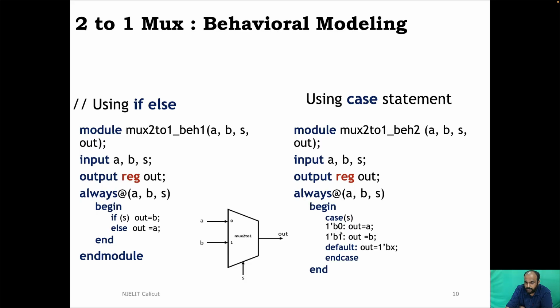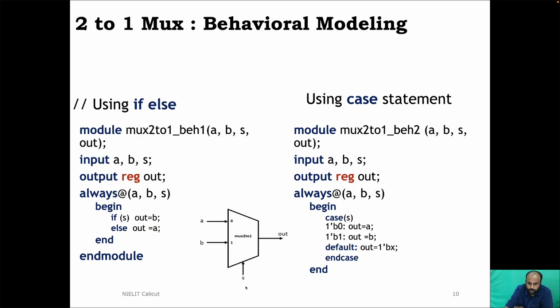If it is 0, the output value should be A according to my specification, so I am writing it here. If it is 1, the output value should be B. I am also writing another keyword called default. So what is the purpose of default? Whenever you are writing code for synthesis, it is always better to write a default. What default does to my synthesis tool is that it tells the tool explicitly what to do if none of 0 or 1 happens to be in the select input.